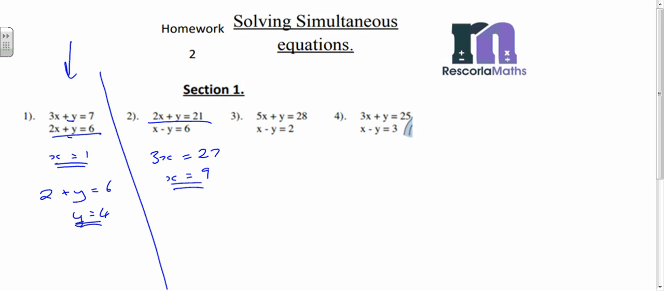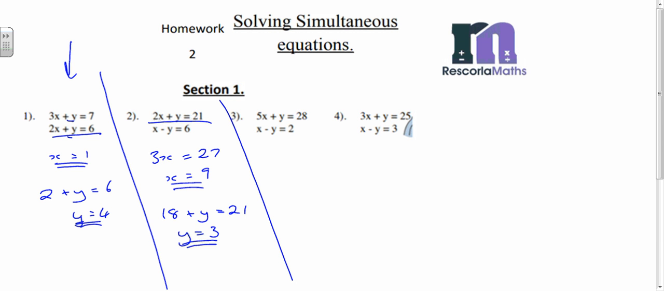So 2 lots of x, if x is 9, 2 lots of x is going to be 18. So 18 plus y equals 21. If you take away 18 from both sides, you've got y equals 3. So there you go, there's your solution. X equals 9, y equals 3.